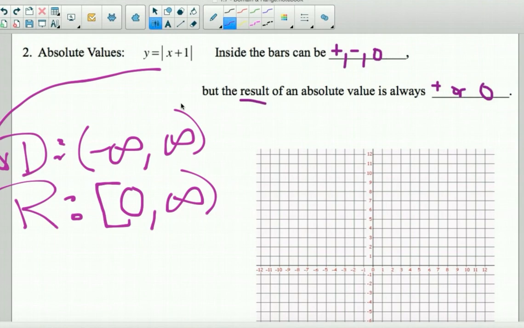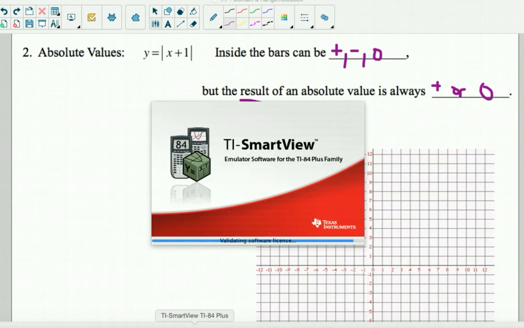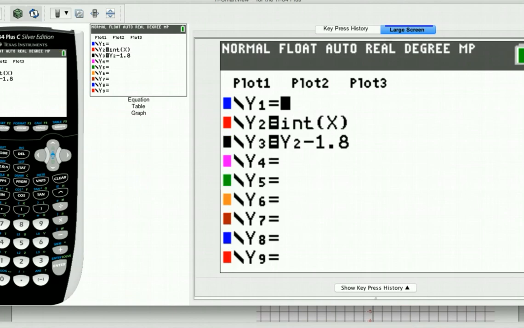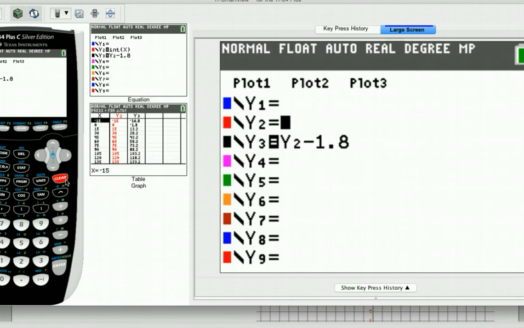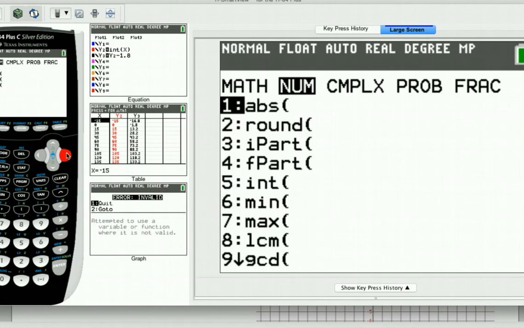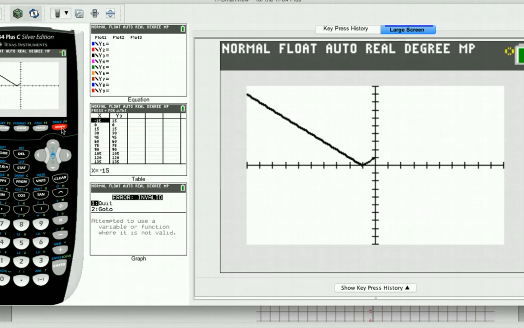And then if you look at a graph of it, you can try the graphing calculator again if it works. But essentially what you're going to see is a graph that justifies those domains and ranges. All right, so I'm going to do absolute value of x plus 1. And if I look at the graph, right there is my graph.